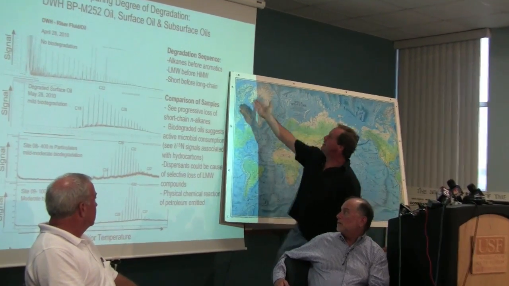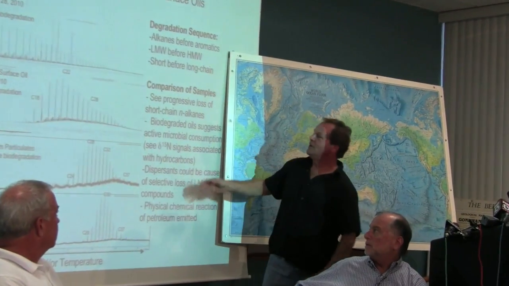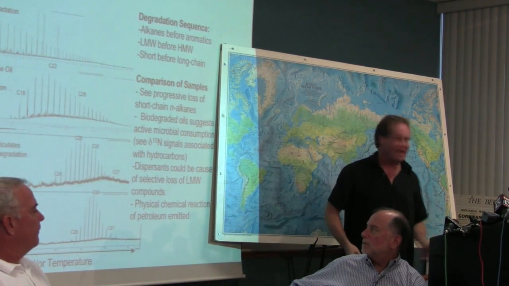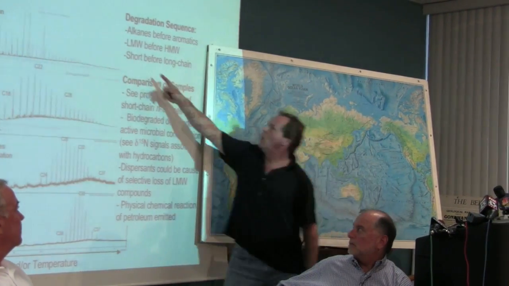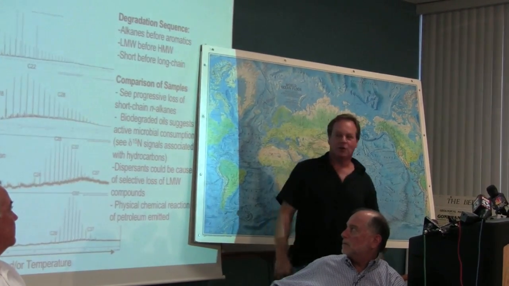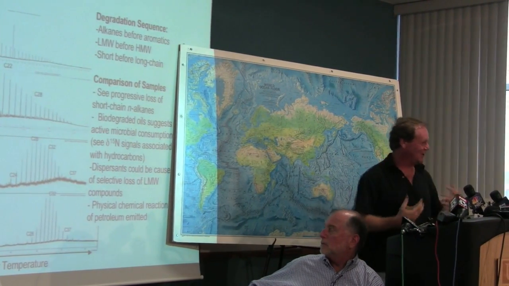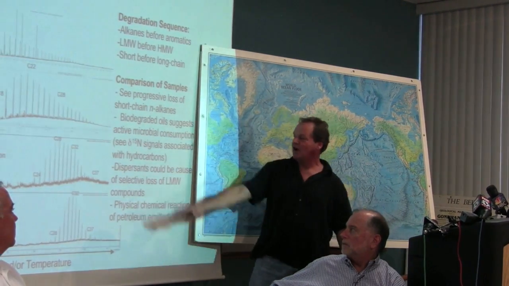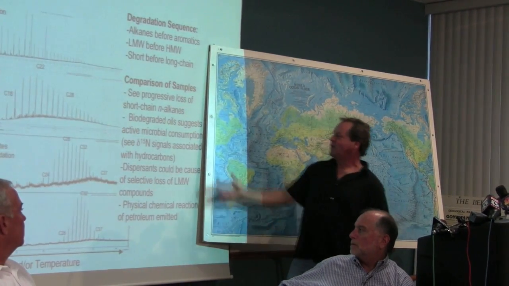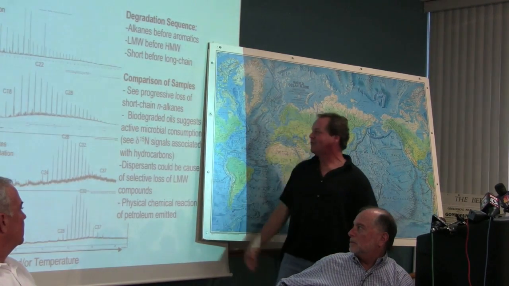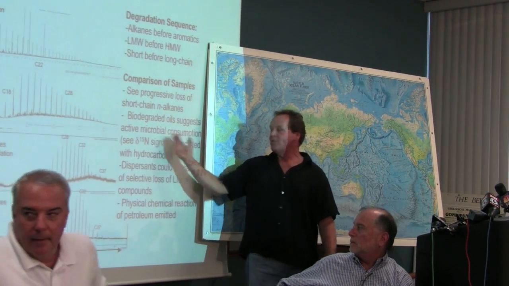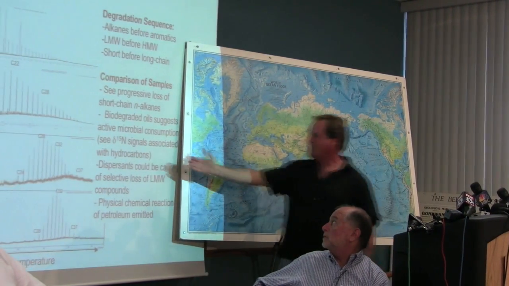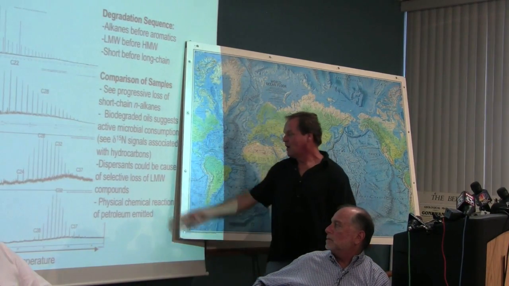So again, in the degradation sequences, you'd expect these kinds of compounds to be degraded before the aromatic compounds like the polyaromatic hydrocarbons. You'd expect the low molecular weights to go before the heavy molecular weights, and the short chains to go before the long chains. And that's exactly what you see. You see this progressive loss of short chain alkanes. So there are two hypotheses: biodegraded oils, with microbial partners that are essentially degrading this, and there are some chemical signatures that suggest that.